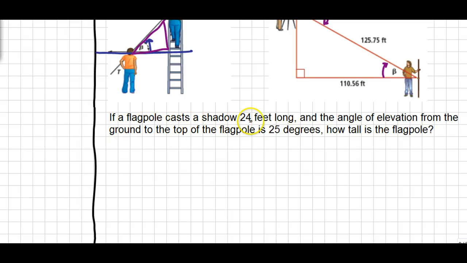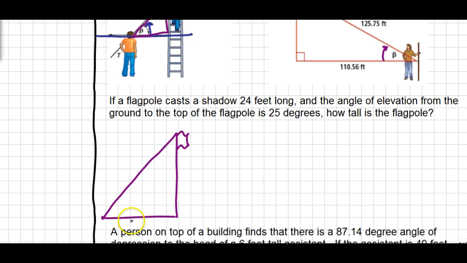If a flagpole casts a shadow 24 feet long and the angle of elevation from the ground to the top of the flagpole is 25 degrees, how tall is the flagpole? So obviously a flagpole works much better when it's perpendicular to the ground. Here's my crude attempt at drawing a flag that's flapping in the breeze. The shadow will either be cast to the right or to the left. I'm going to put mine back to the left. The shadow will actually be on the ground. So the shadow here is 24.